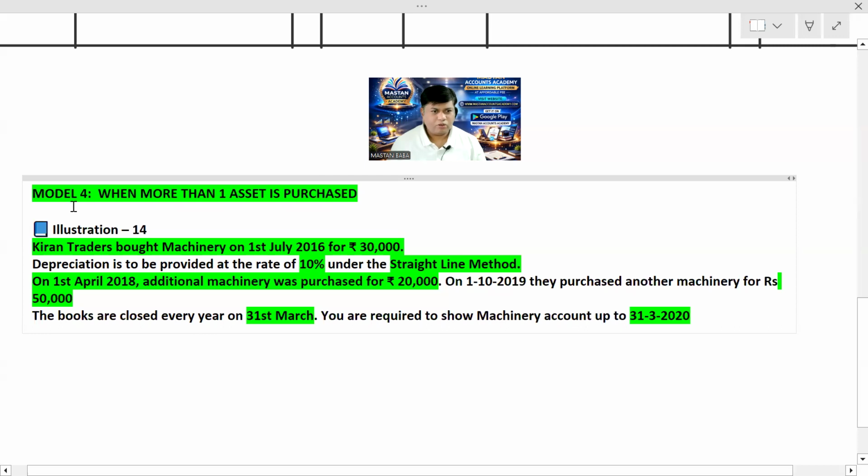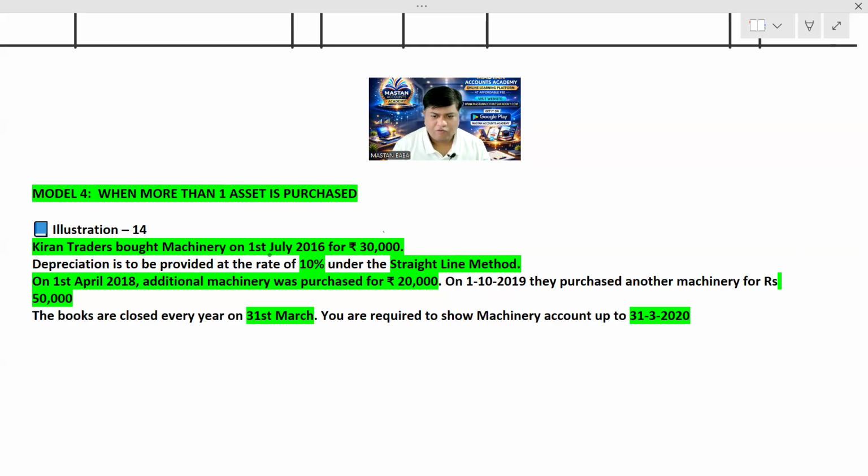Here, students, go through this fourth model. When more than one asset is purchased, Kiran Traders purchased machinery on 1st July 2016 for 30,000. So the first machinery value is 30,000, date of purchase 1st July 2016. And depreciation is provided at the rate of 10%. What is the rate of depreciation? 10%. Under which method? It is under the straight line method.